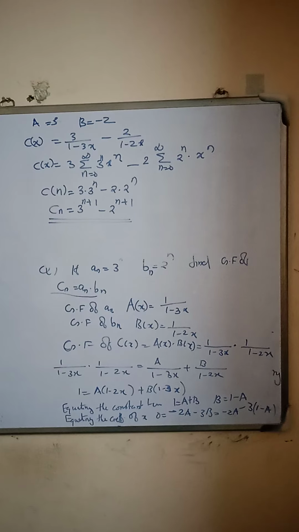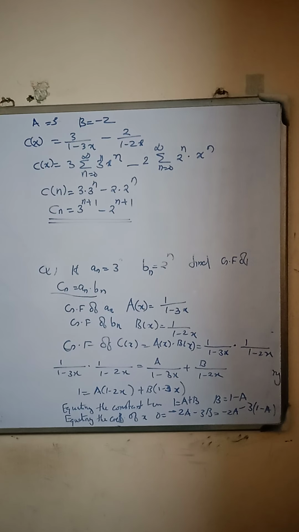After solving, we get a is equal to 3 and b is equal to minus 2. Therefore, C(x) is equal to 3 by 1 minus 3x minus 2 by 1 minus 2x. So, C(x) is equal to 3 into what is 1 by 1 minus 3x? It's an infinite series.